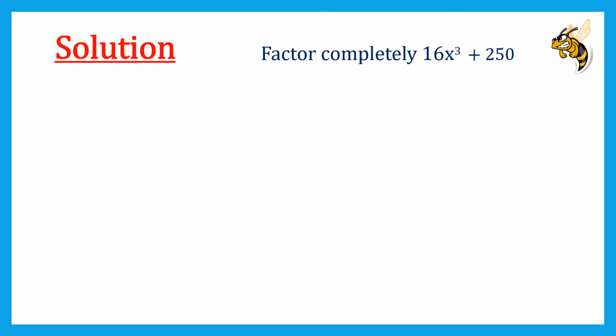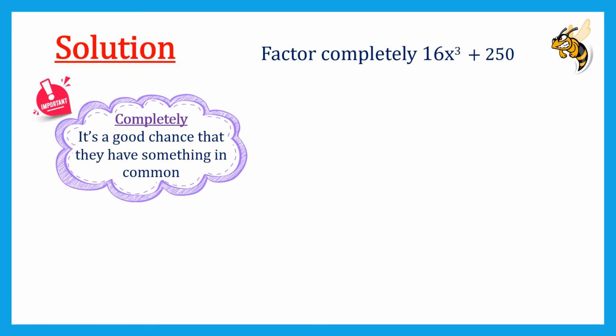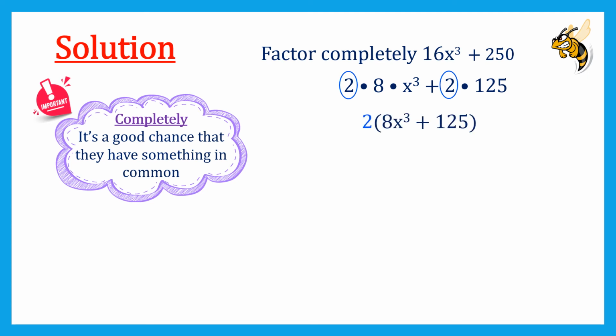Solution, factor completely, 16x cubed plus 250. Important, remember completely, it's a good chance that they have something in common, so I need to factor out a greatest common factor. So that's going to be 2 times 8 times x cubed plus 2 times 125, because I realized they have a 2 in common, so I didn't need to break it down beyond that stage. That gives me the opportunity to remove the 2. So now I have 2 times 8x cubed plus 125.